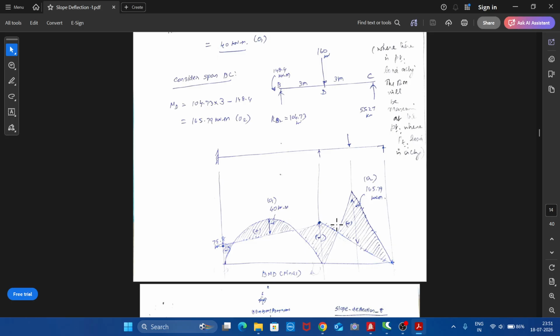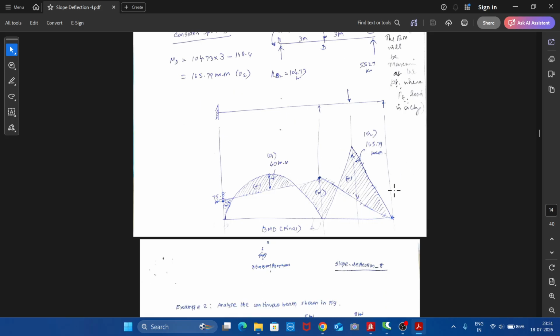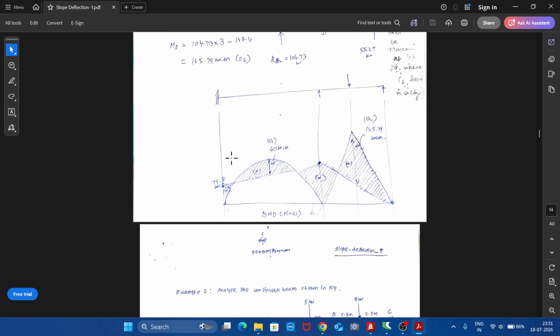So to plot the bending moment diagram, how do we plot it? The procedure is, first you plot the free BMD. Span AB is subject to UDL, so draw a parabolic curve here first. And since this is a central point load, that triangle should be drawn first.